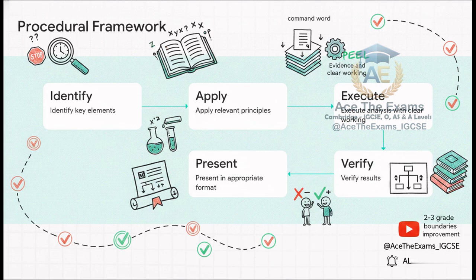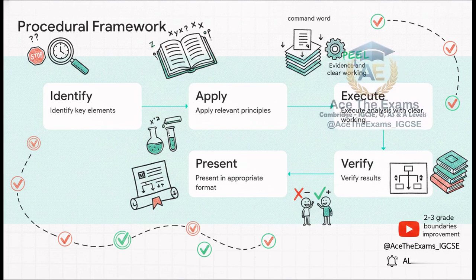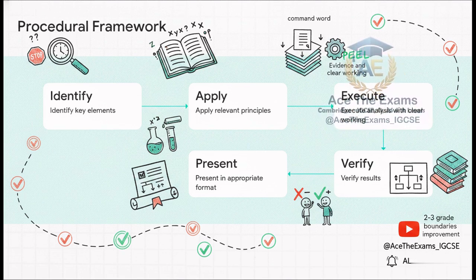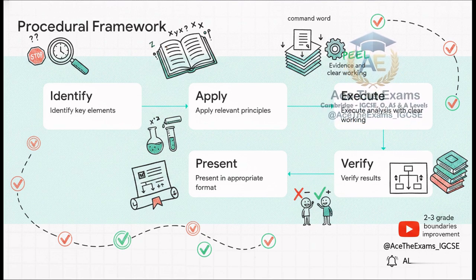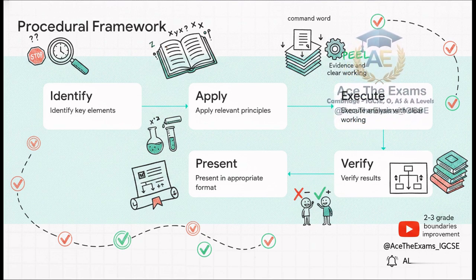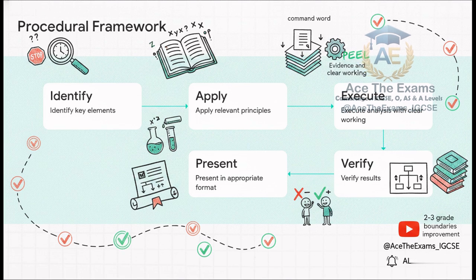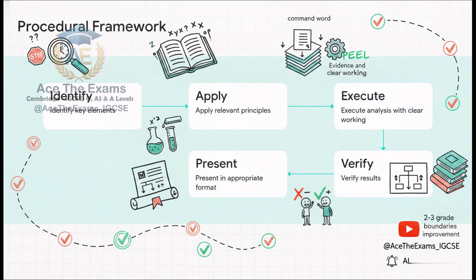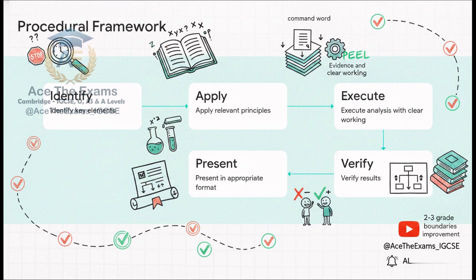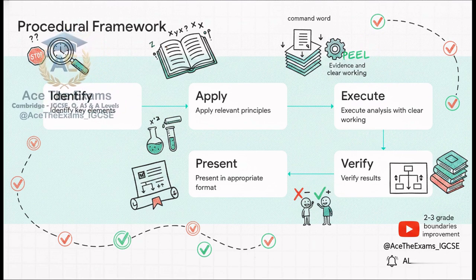Step 3, execute your analysis with clear working. This is your PEAL, evidence, and explanation in action. Show the steps. Step 4, verify your results. Ask yourself, does a negative time value make sense in this physical context? No, it doesn't, so you must explicitly reject it on the paper. Step 5, present everything in the appropriate format.